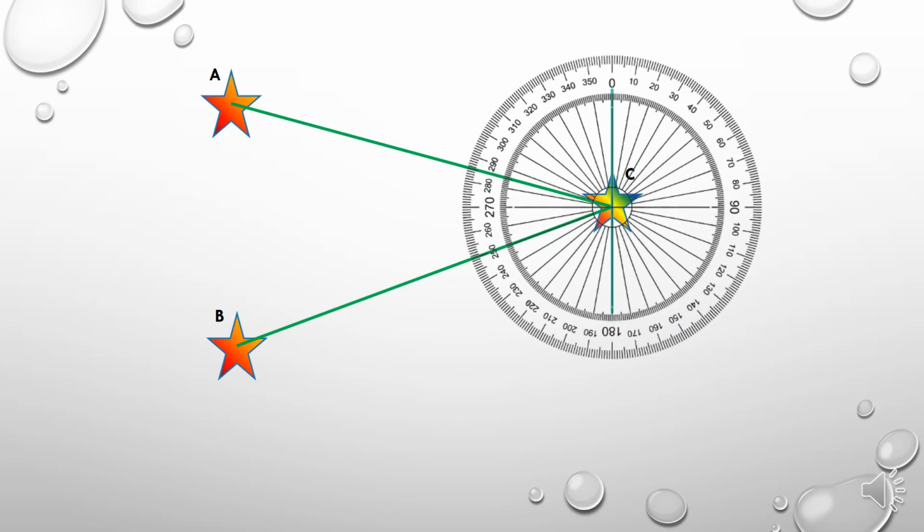Even if we use a 360-degree protractor, as you can see, the result will be the same. The only difference is that you don't have to add 180 degrees to whatever angle you have obtained on the other side.